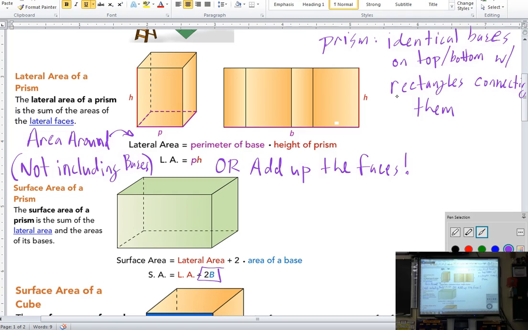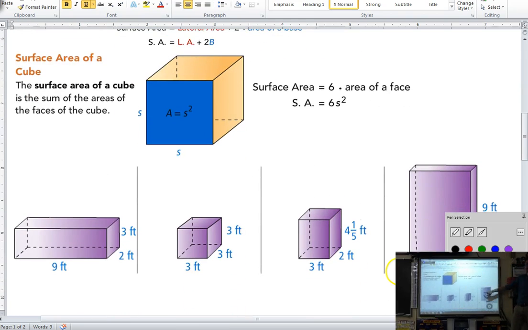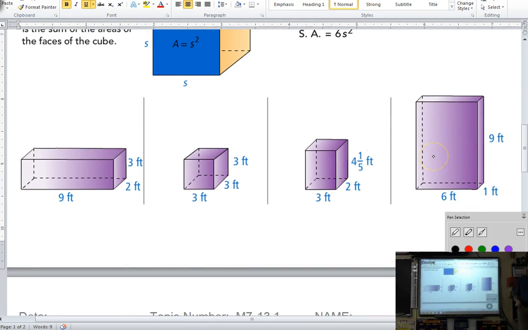It takes slightly more time. I don't think it's harder, but it does take more time. And then I got to do total area. I got to include both of the bases. Any questions on these? Biggest thing is identifying what kind of prism it is, and it will be told to you. So really quickly, we're going to run these 4 examples, and then we'll probably call that a day.